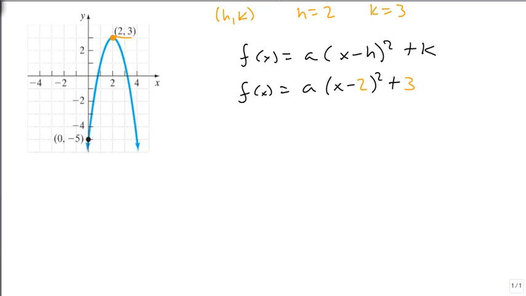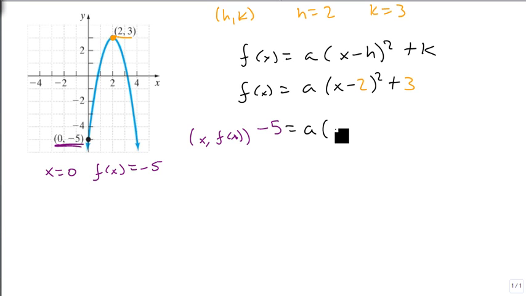So what we're going to do is we're going to take a point that's not the vertex. Remember that all points are (x, f(x)) pairs. So my x in this case for this point is 0, and my f(x) is minus 5. So I can replace f(x) with minus 5, and that's going to equal a times (0 minus 2) squared plus 3.